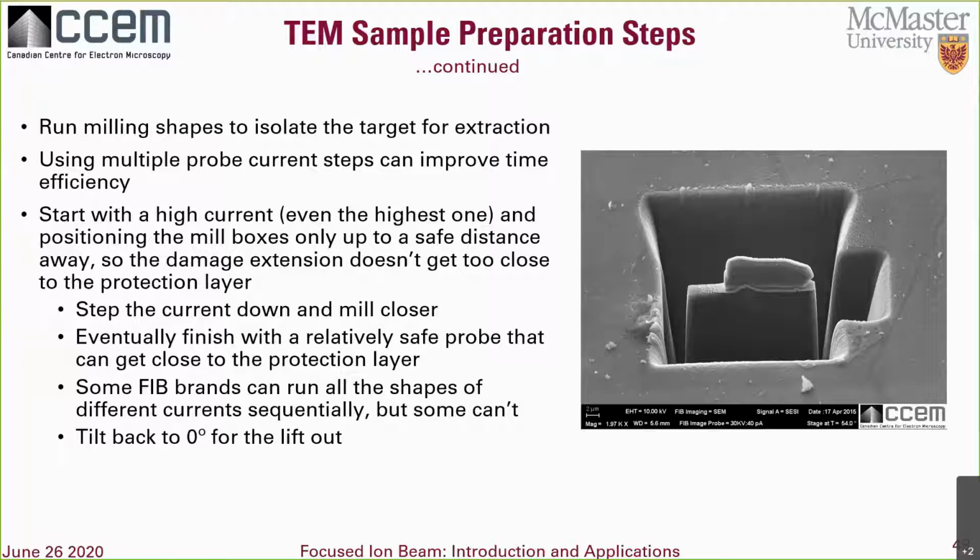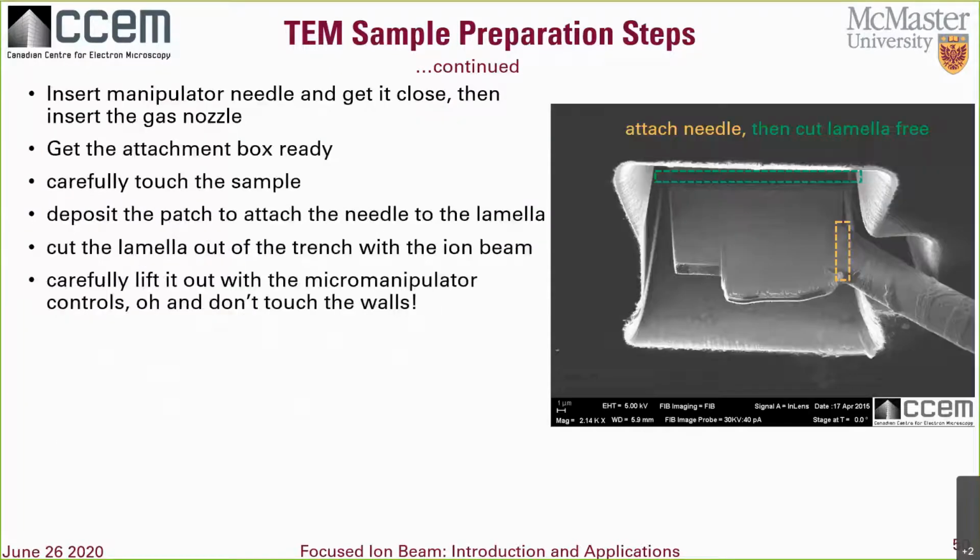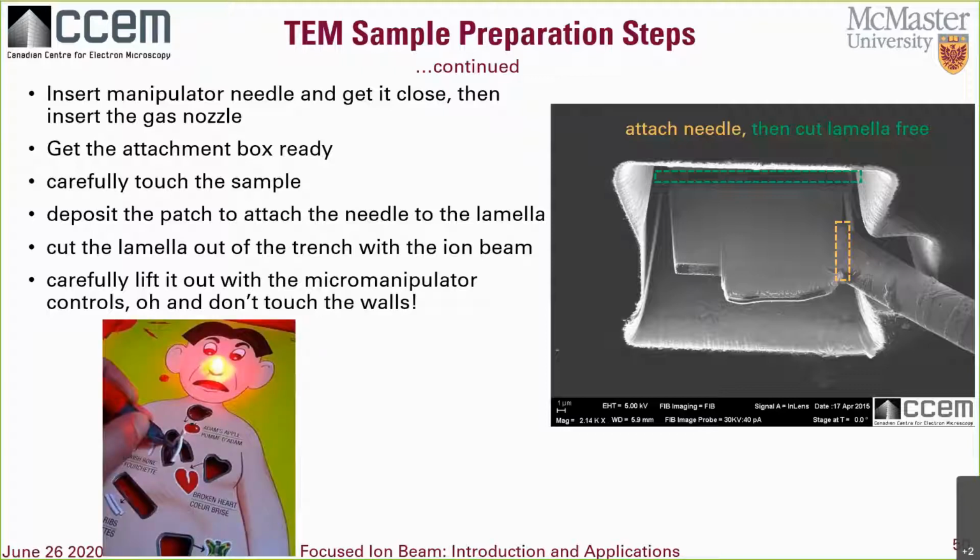Some operators continue thinning the sample while it's in the trench there. I don't recommend it. So after trenching, we tilt back to 0 degrees for the lift out. Once there at coincidence height, insert the manipulator needle, bring it close, insert the gas nozzle, then carefully touch the needle to the lamella. When it's shaped like this, people call it a lamella. Then deposit a patch to attach the needle to the lamella, then cut the lamella out of the trench with the ion beam, and lift it out with the micro manipulator controls. Careful not to touch the walls. Like the game Operation, that wishbone is the worst.